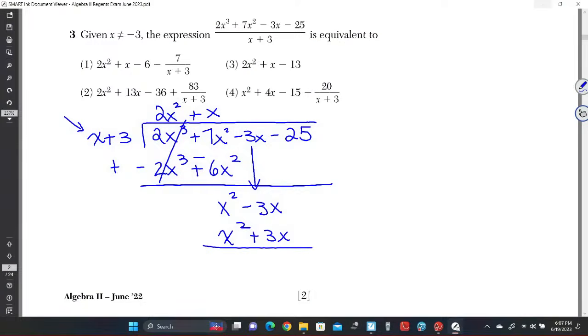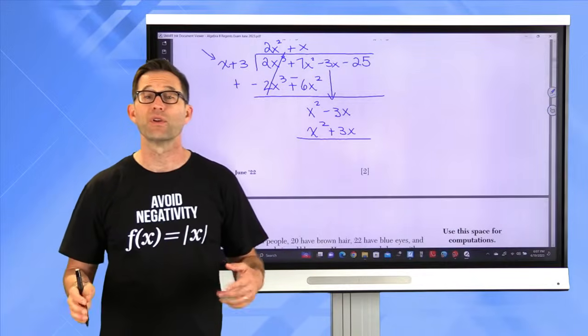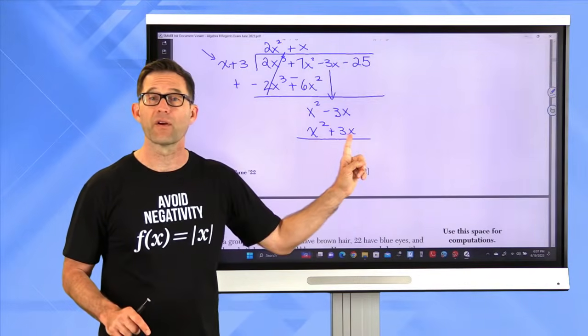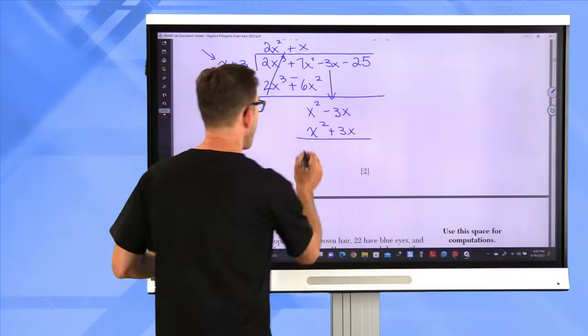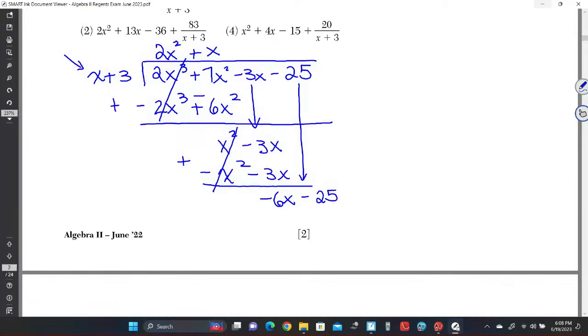Now again, it would be tempting to just add these two together the way they are, but if I did, the x squareds wouldn't cancel, right? So I'm going to negate both the x squared and the negative 3x, and I'm going to add them. Instead of subtracting, I'm adding. These cancel. I have a negative 3x and a negative 3x, which is negative 6x, and I bring down my negative 25.